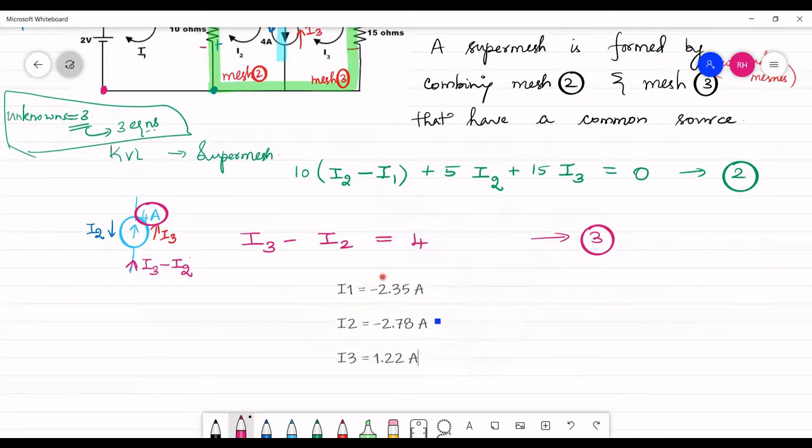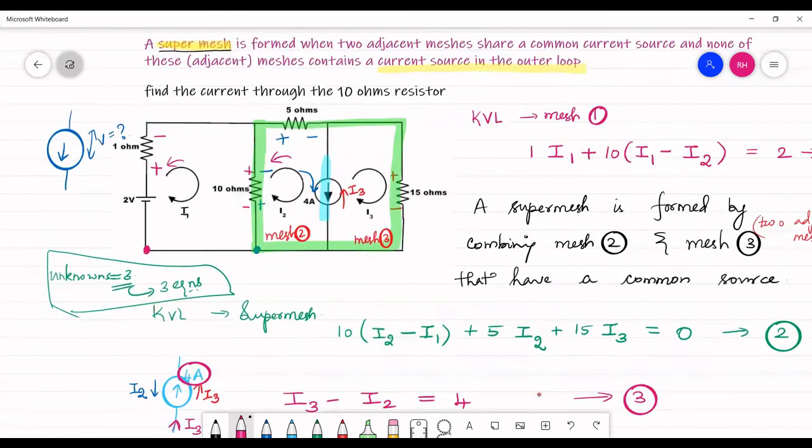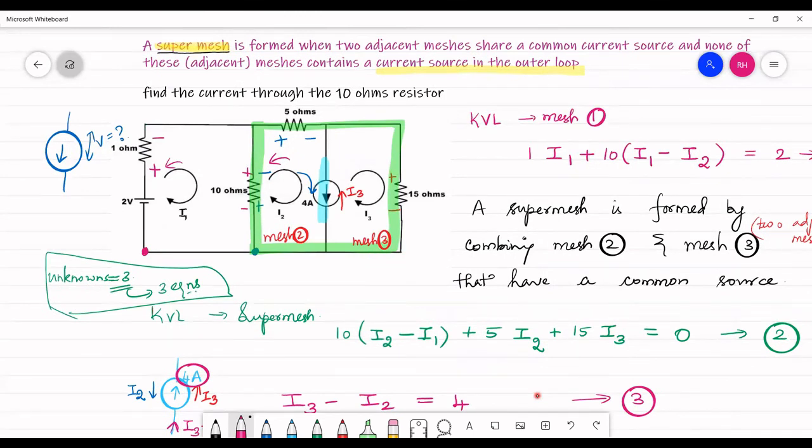So the solution is I1 is equal to minus 2.35 ampere, I2 is equal to minus 2.78 ampere, and I3 is equal to 1.22 ampere. So it could be seen that the directions that we have considered for I1 and I2 are opposite to the actual, because of this minus sign. And what does our problem ask us to find? Our problem is to find the value of current through the 10 ohm resistor.